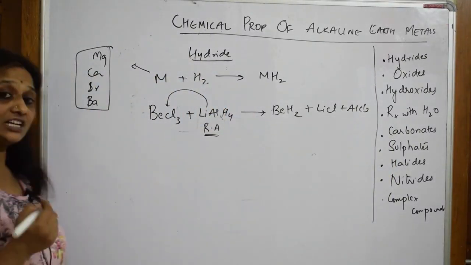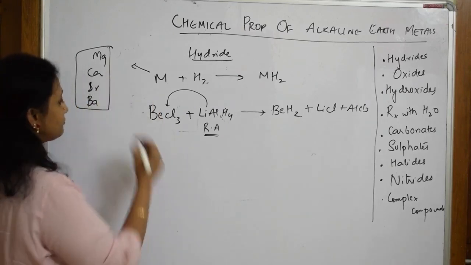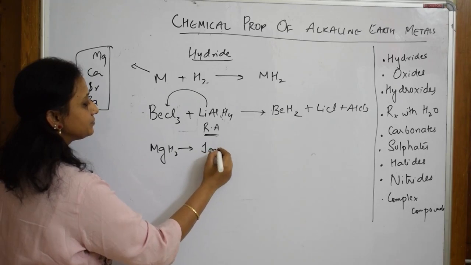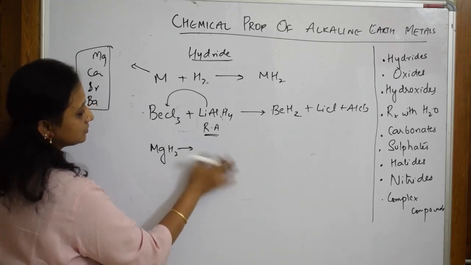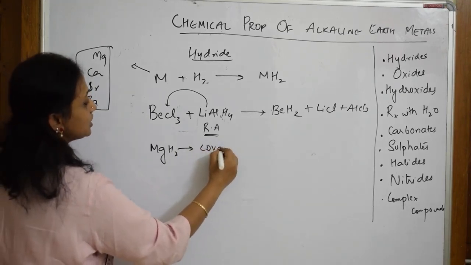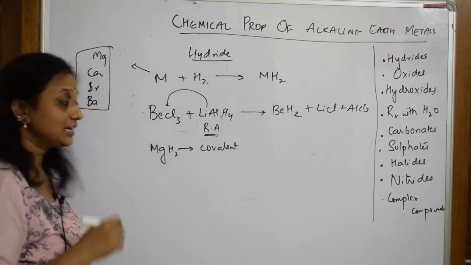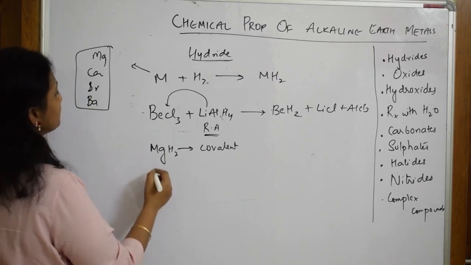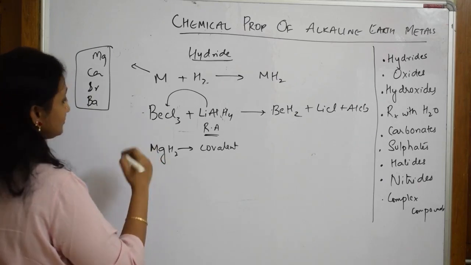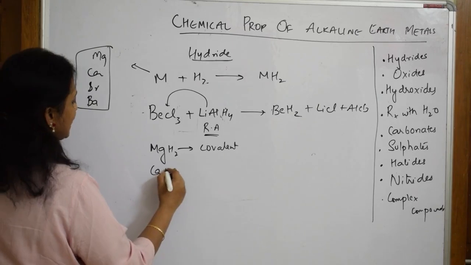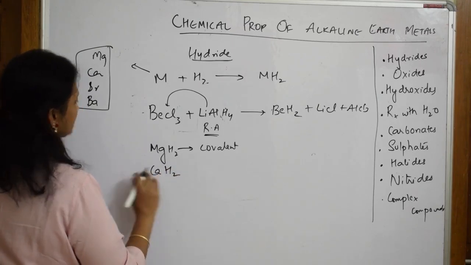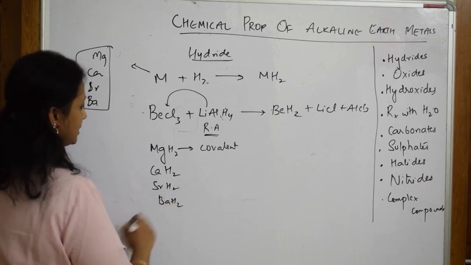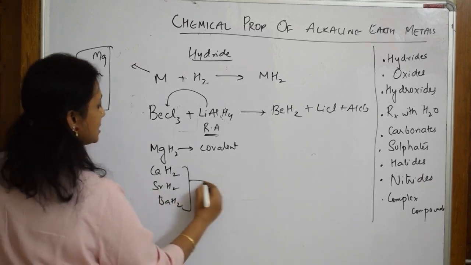Now when I have to take the nature of these hydrides, the first hydride, beryllium hydride, is covalent, because the bond formed is covalent. Then after this we have magnesium, calcium, strontium and barium hydrides, right? So all these are ionic in nature.